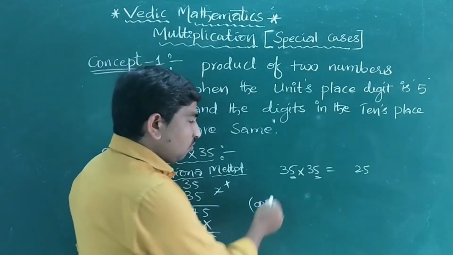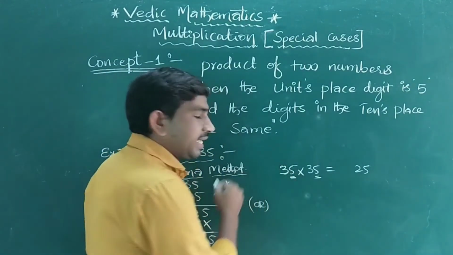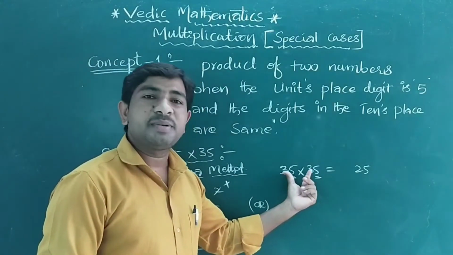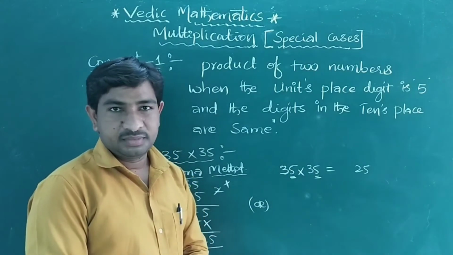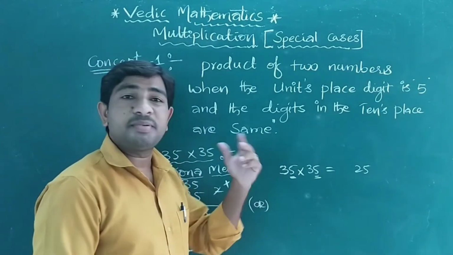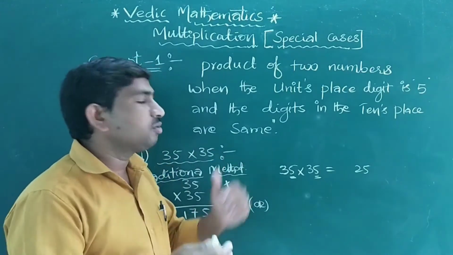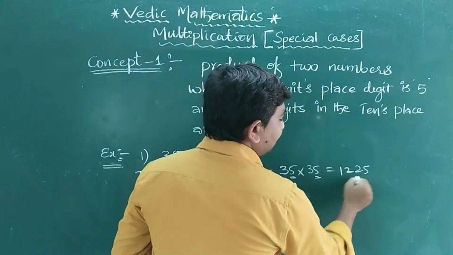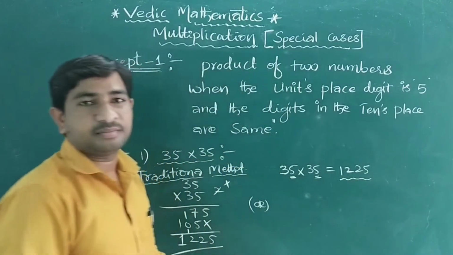Now, what is the next number after 3? Because the tens place digits are both the same, the next number after 3 is 4. So 3 plus 1 means 4. Multiply those two, 3 into 4, which equals 12. So the direct answer is 1225.